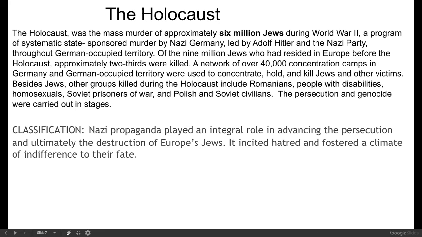The persecution and genocide were carried out in stages. The first stage was classification. The Nazi propaganda played an integral role in advancing the persecution and ultimately the destruction of Europe's Jews. It incited hatred and fostered a climate of indifference to their fate. And so the Nazis decided that any Jews were the enemy, and they sent out flyers and traveling museums and movies, and they posted it on radio, depicting Jews as the enemy.